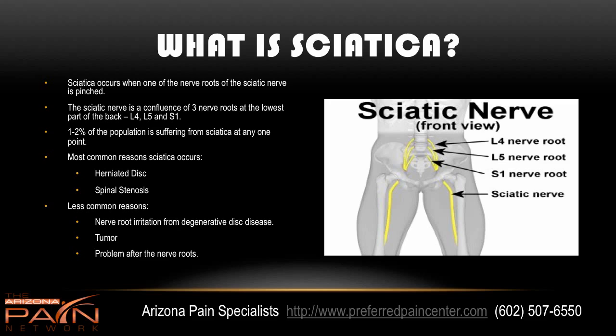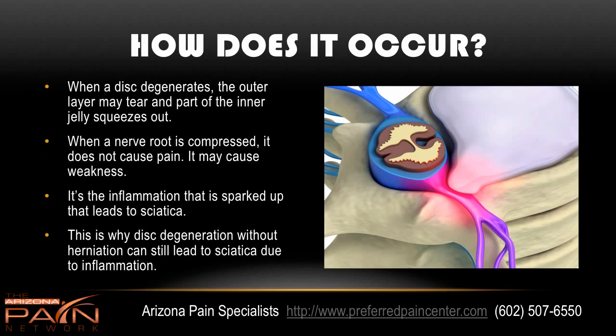Now, 1 to 2% of the population is suffering from sciatica at any one point in time, and most commonly it occurs from a herniated disc or from spinal stenosis. Now, less commonly it can occur from a tumor pinching on the nerve or nerve root irritation from degenerative disc disease, we'll show that in a minute, or any kind of other problem that can occur down here in the leg, okay? Well, how does it work?